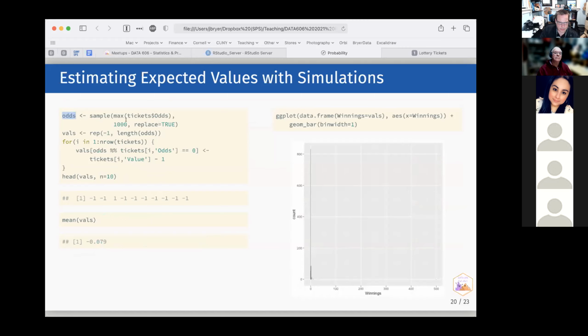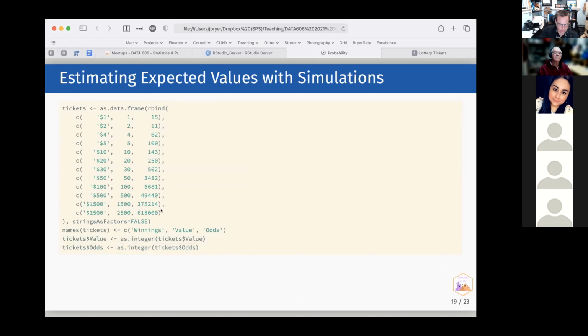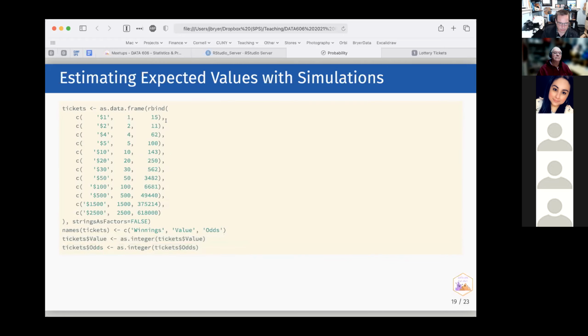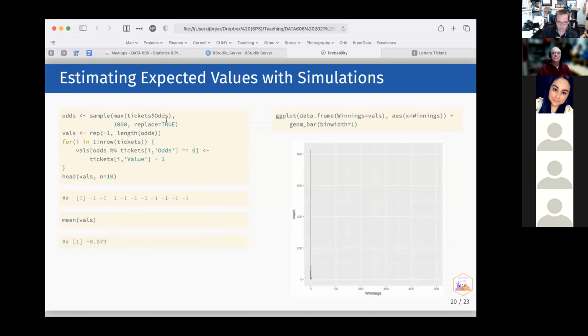What I'm going to do here is randomly sample a number between 1 and the max odds, which turns out to be 618,000 here. And I'm going to do that 1,000 times with replacement, because I could potentially win $2,500 twice, since the draws are supposed to be independent. So that's all this is doing: sampling a number between 1 and 618,000, 1,000 times. So odds becomes a numeric vector in R, length 1,000, with a number in between those ranges.